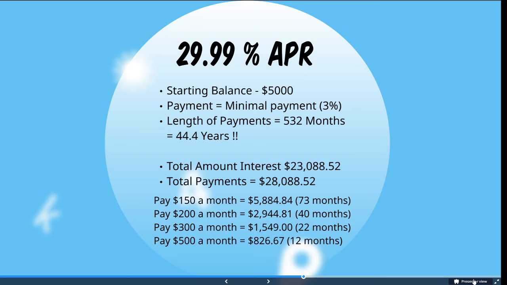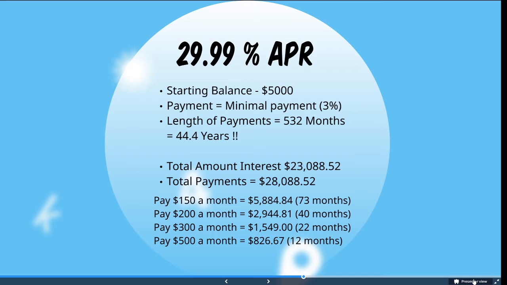So with making the minimal payments, you will have paid $23,088.52 in interest over those 44 years, and in total you would have paid over $28,000 when you only owed $5,000.